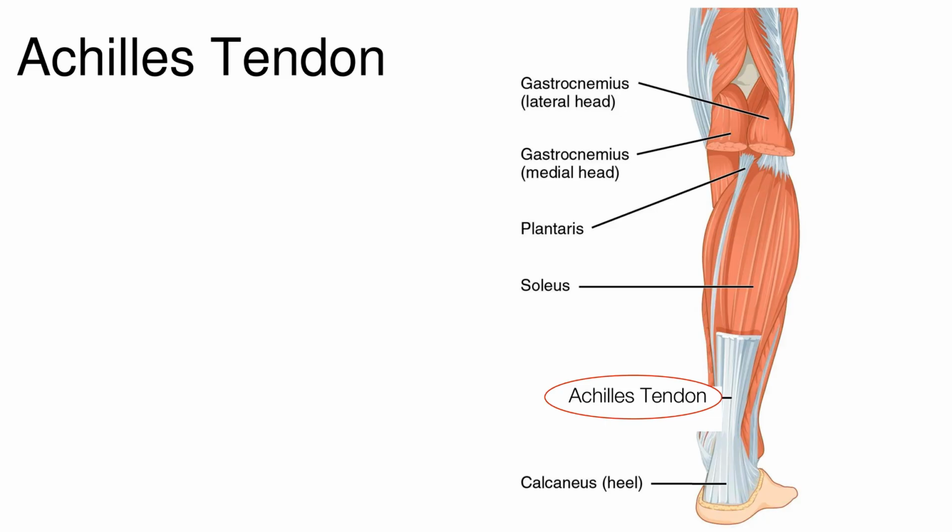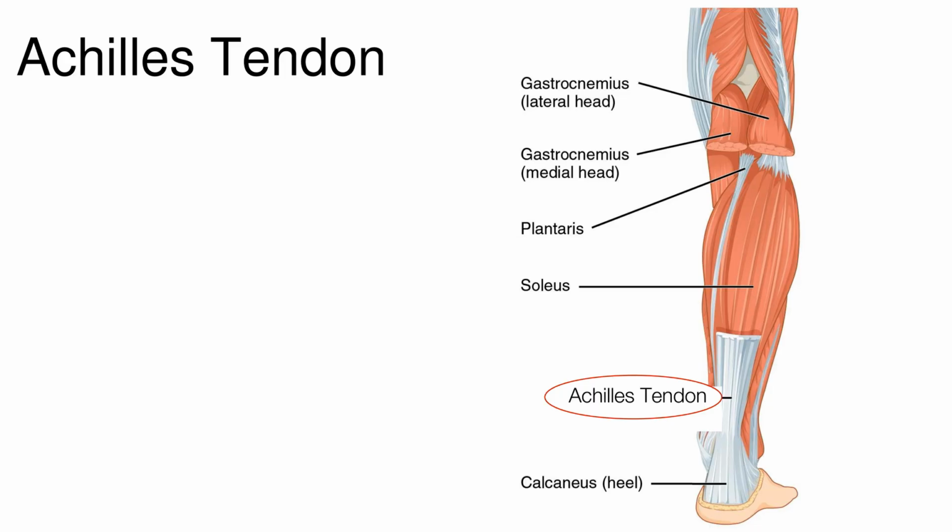This is the thick, strong tendon located at the back of the lower leg, connecting the calf muscles, specifically the gastrocnemius, soleus, and plantaris, to the calcaneus, or heel bone. The Achilles tendon is essential for walking, running, and jumping, as it transmits the force from these powerful muscles to the foot, allowing for plantar flexion, or pointing the toes downward.